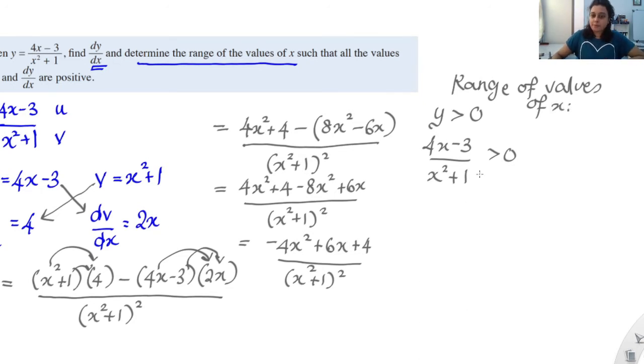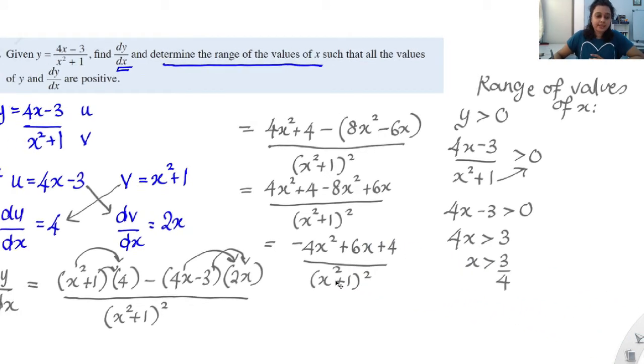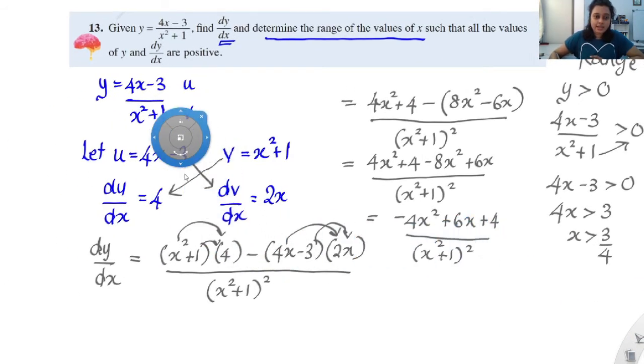Now here, the denominator, when you cross multiply it becomes 0, so you are left with 4x minus 3 greater than 0. Move the 3 to the right hand side, so you get 4x greater than 3, x is greater than 3 over 4. So the range of values of x will be greater than 3 over 4. Okay, so this part is done. Now we have to find the range of values of x when dy dx is positive.